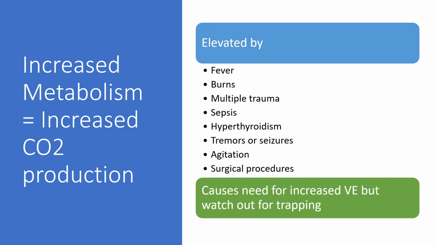All right, what about metabolism? We talked about metabolism a little bit. If you have an increased metabolism, you're going to have an increased CO2 production. That's what it's doing. It's consuming oxygen and pooping CO2. So the more oxygen you're consuming, the more CO2 you'll be producing. So what increases your metabolic rate? Well, we've already talked a little bit about this: fever, burns, trauma, sepsis, hyperthyroidism, tremors, seizures, an agitated patient, or even surgical procedures that cause trauma to the patient. So the big thing here is these things will increase the need for minute ventilation.